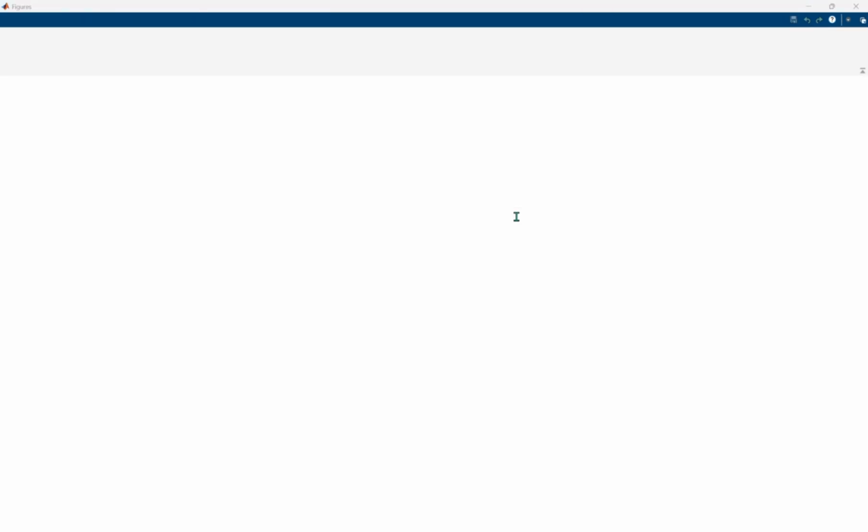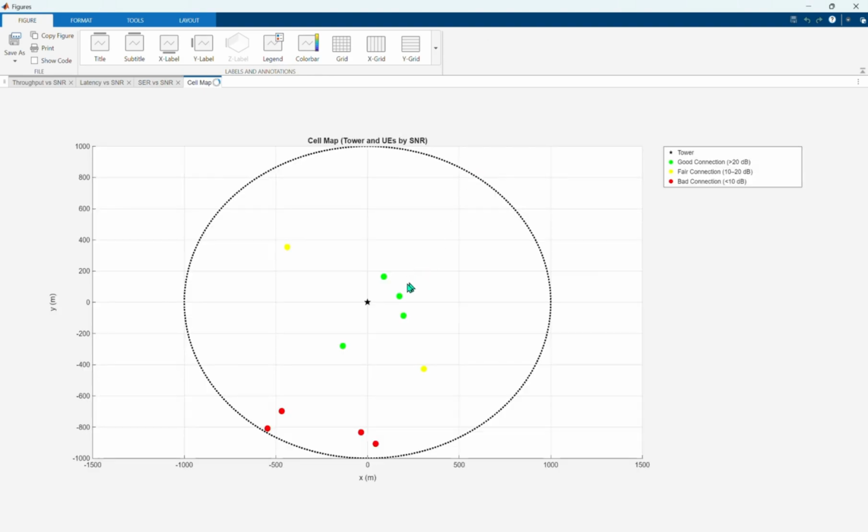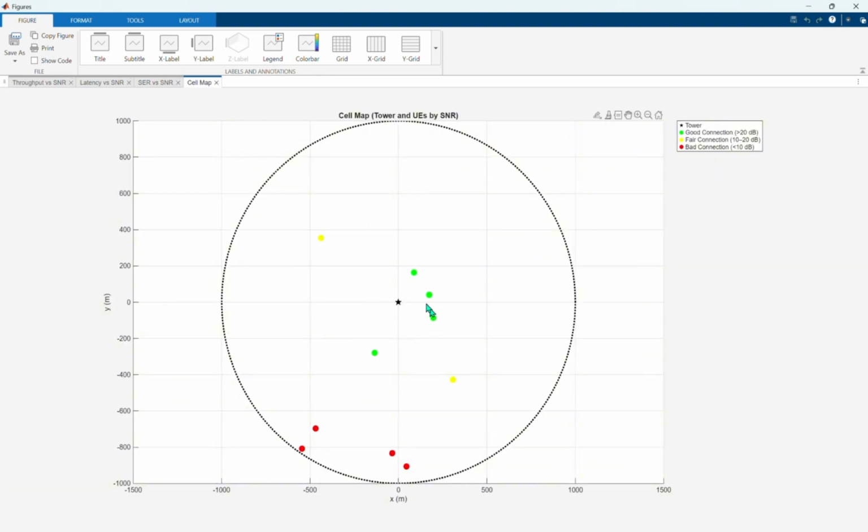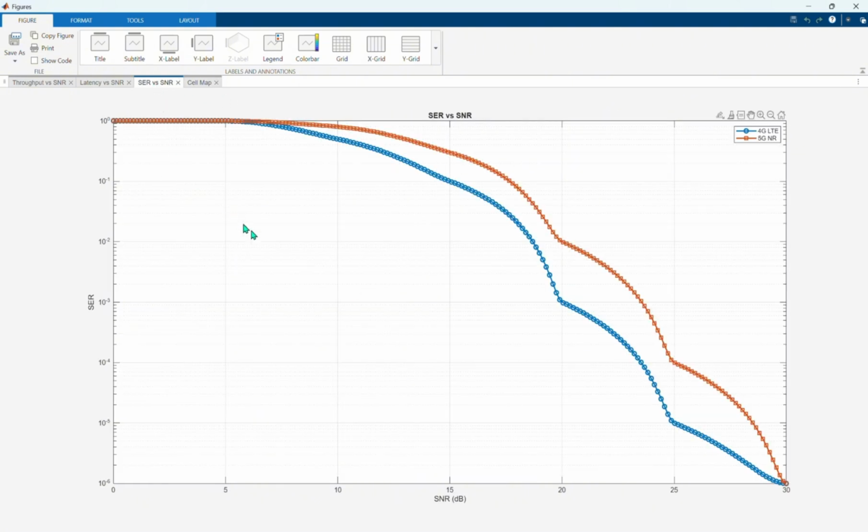To summarize the findings from our simulation, 5G consistently outperforms 4G in every major metric. Throughput scales up to nearly 2.7 Gbps, providing massive capacity improvements. Latency remains extremely low, staying under 10 milliseconds even in moderate SNR conditions.